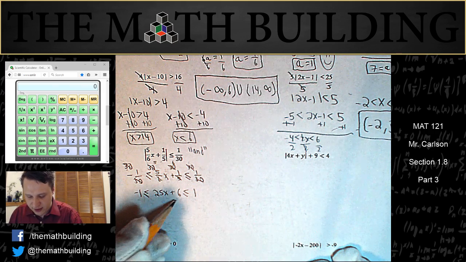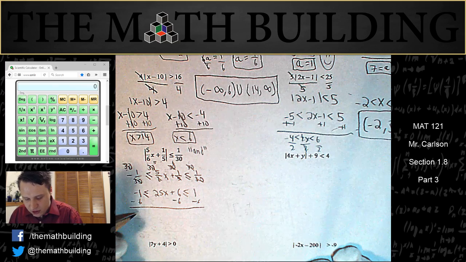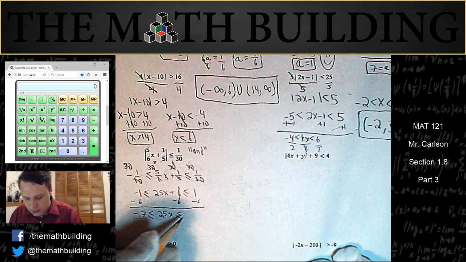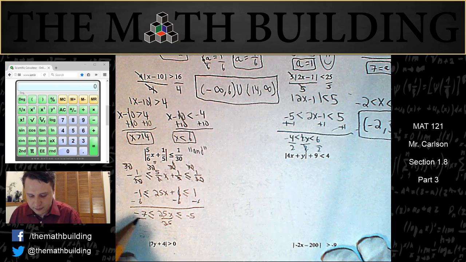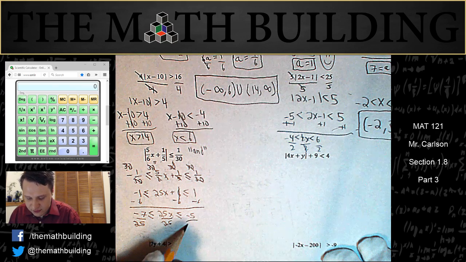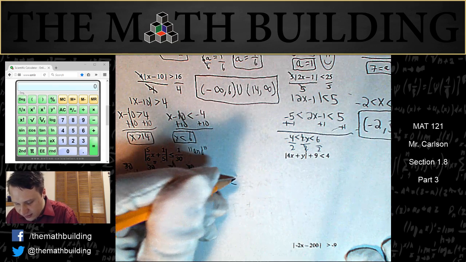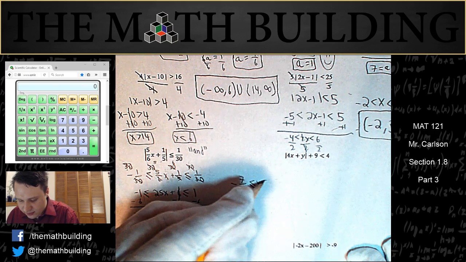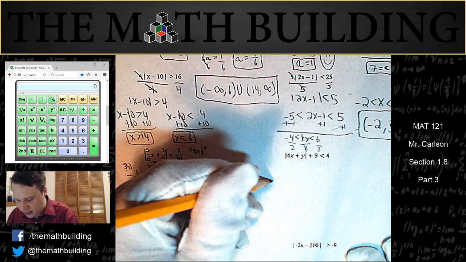Now let's solve that for x. Minus 6 on all three sides. So we get negative 7, 25x, negative 5, and then finally divide by 25, because that'll get x all by itself. So this is negative 7 over 25, less than or equal to x, less than or equal to, let's reduce that fraction and make it negative 1 over 5.